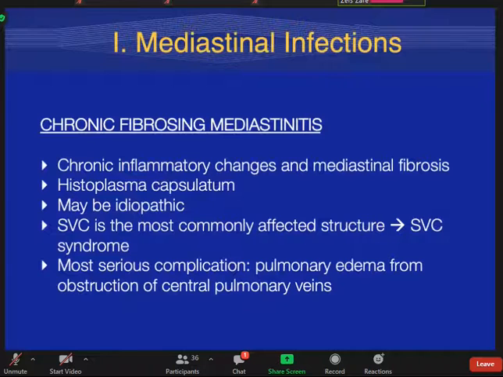For chronic fibrosing mediastinitis, the hallmarks are chronic inflammatory changes and mediastinal fibrosis. The most common cause of this rare condition is Histoplasma capsulatum. The superior vena cava is the most commonly affected structure, and the most serious and potentially fatal manifestation is obstruction of the central pulmonary veins, which produces pulmonary edema that may mimic severe mitral stenosis.